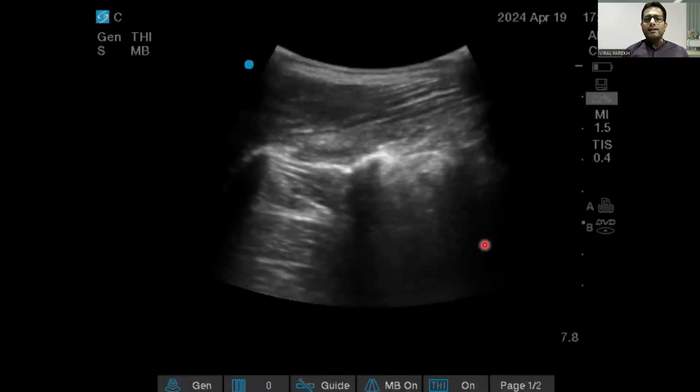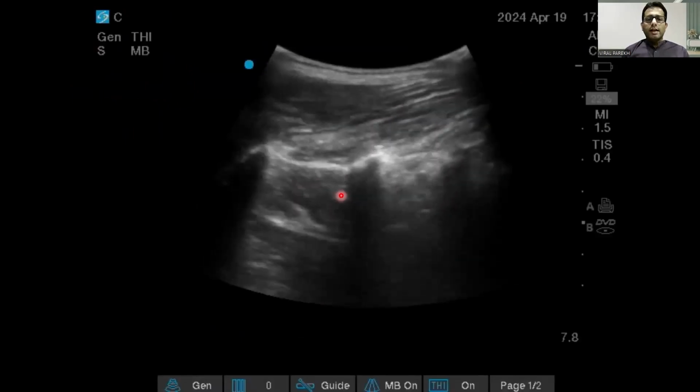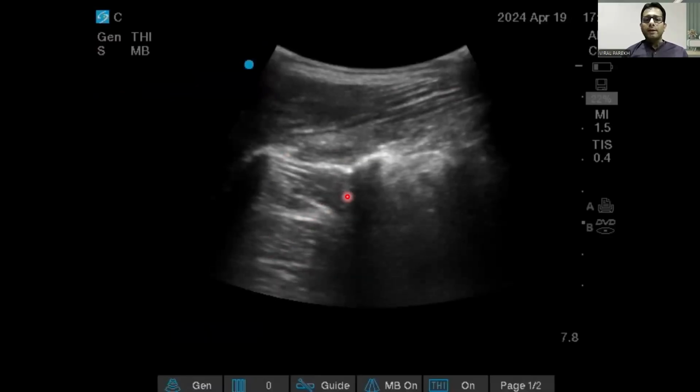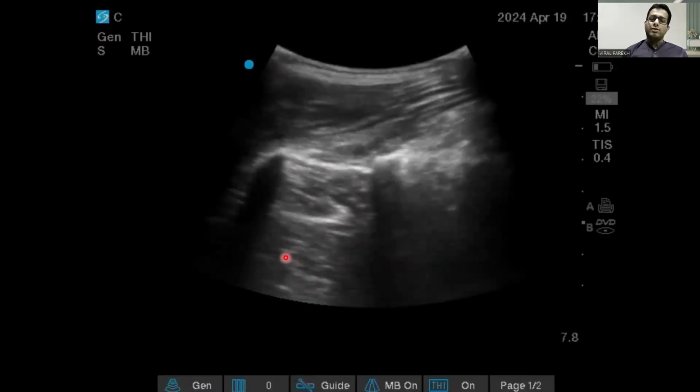This is the scanning of the spine, which we can see in the parasagittal view. Again, this is the cranial end, this is the caudal end, and this is the lumbar plexus, which lies in the belly of the psoas major muscle.